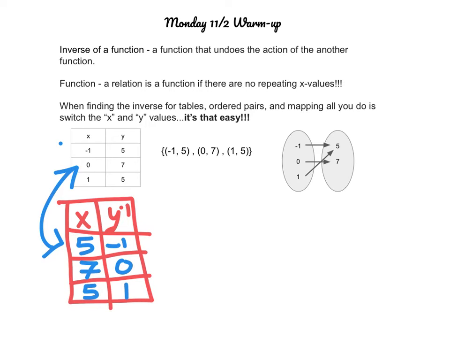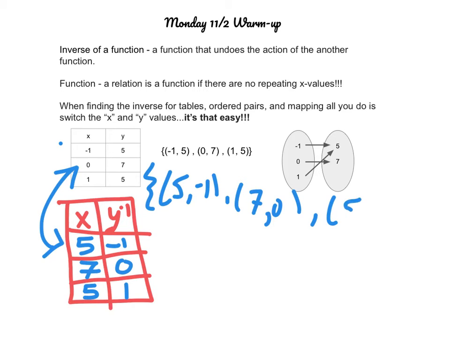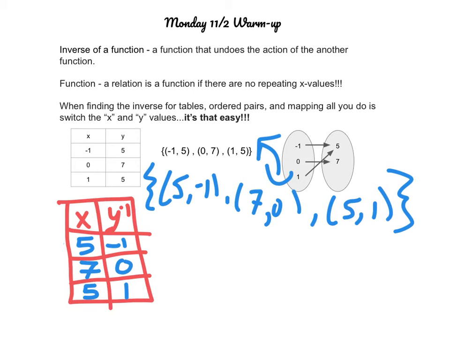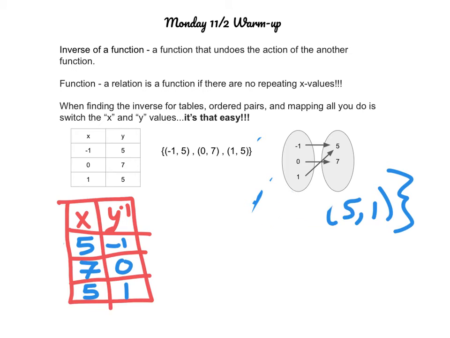Okay, so for an actual ordered pair, we're going to do just that. We're going to take these ordered pairs and just switch them. So it's going to become 5, -1. This one's going to become 7, 0, and this one's going to become 5, 1, and these two representations of ordered pairs are inverses. So all we're doing is switching x and y values when it comes to the inverse for these functions, and hopefully you see that it'll be relatively easy.